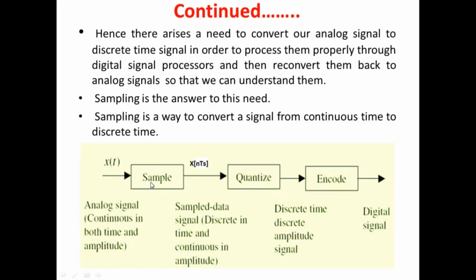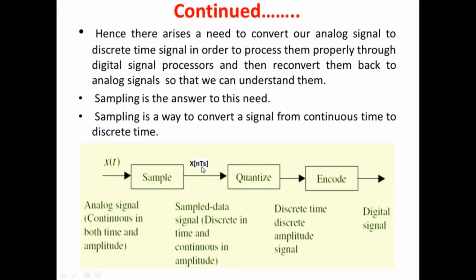Sampling is a process to convert a continuous time signal into a discrete time signal. On both the input and output side of sampling, we have a continuous amplitude. We are only changing the time of the input signal at the output side. It means on the input side we have continuous time and continuous amplitude, and after sampling, at the output of the sampler, we have a discrete time and continuous amplitude signal.